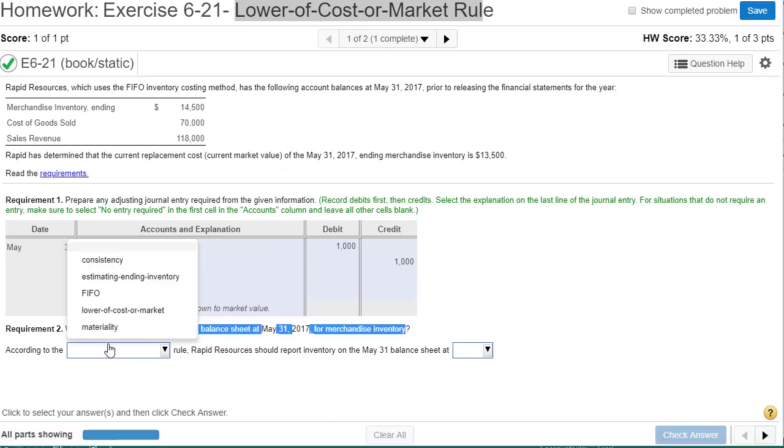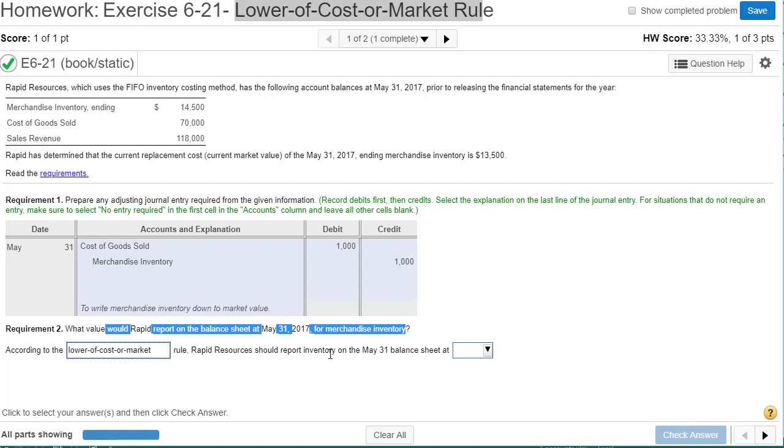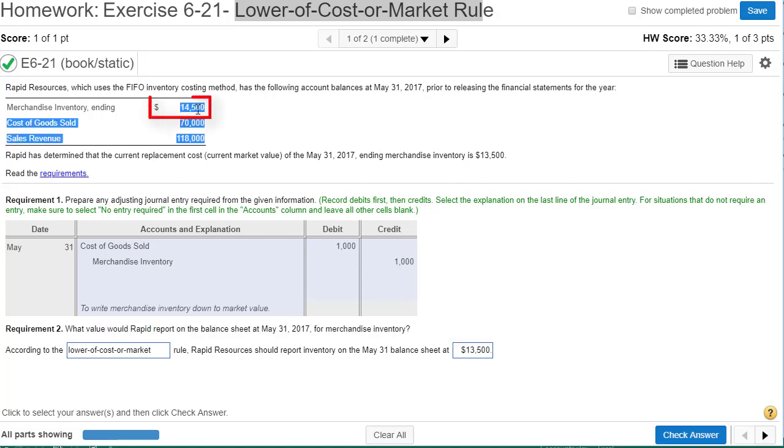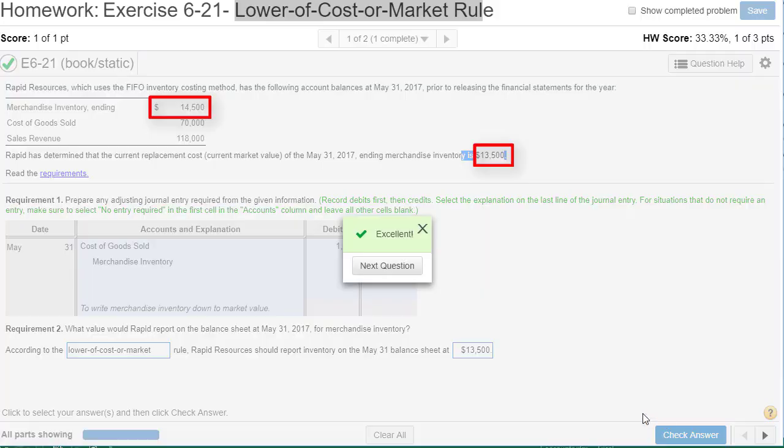And why did we write it down? According to the lower of cost or market rule, Rapid Resources should report inventory on the May 31 balance sheet at $13,500. The lower of cost or market. And that's it.